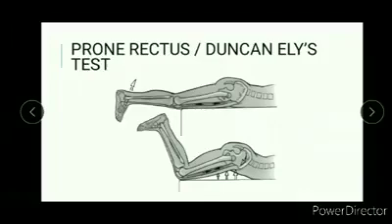If the rectus femoris is tight and we attempt passive knee flexion in prone lying, the pelvis will be lifted upward, or you won't be able to complete the range of knee flexion, indicating tight rectus femoris and a positive Duncan Ely's test.